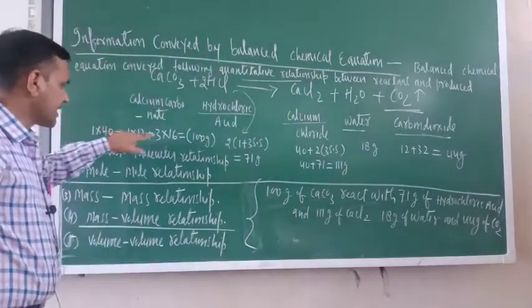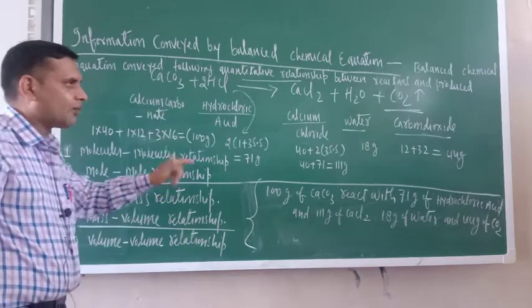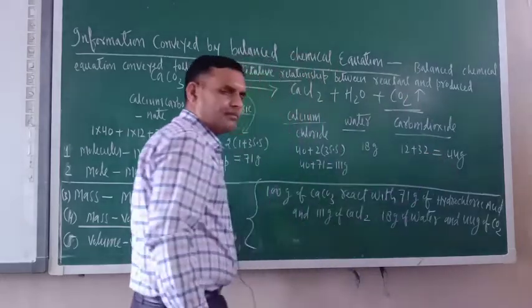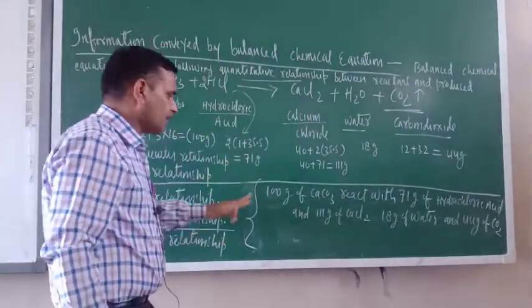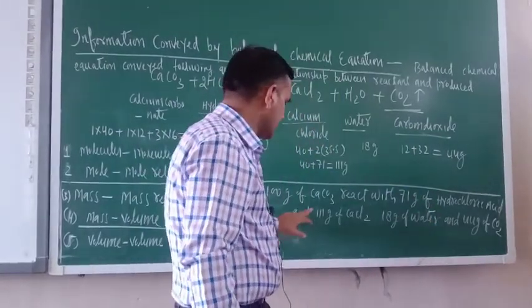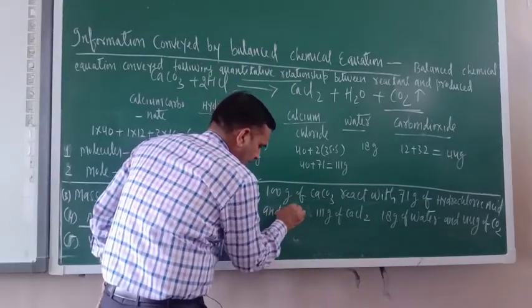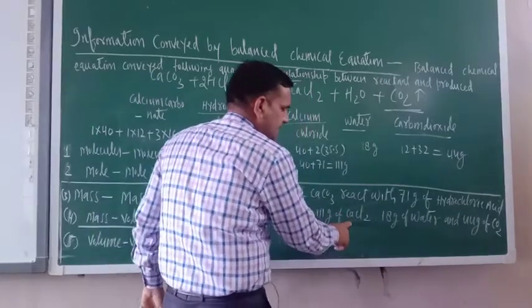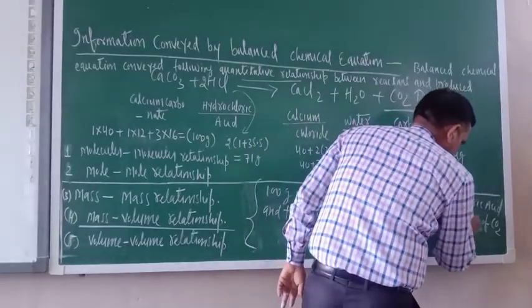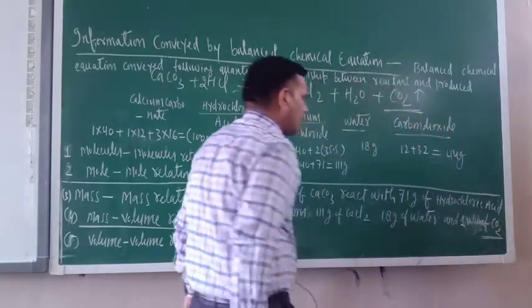So on the reactant side you are mentioning mass, but on the product side you are mentioning the volume. Why volume? This is one volume only. If 2 were here, it would have become 2 volume. So the same statement can be written like that: 100 gram of calcium carbonate reacts with 71 gram of hydrochloric acid and forms 111 gram of calcium chloride, 18 gram of water and 1 volume of CO2.